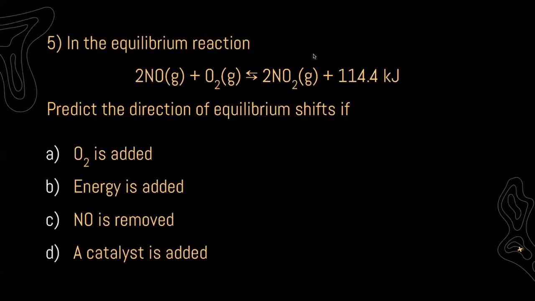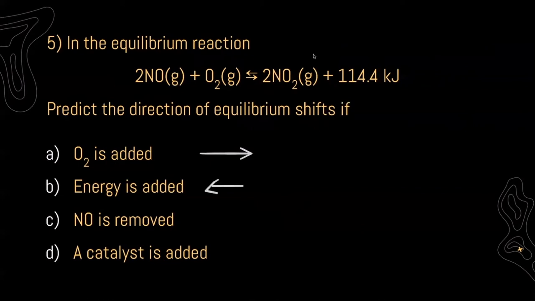5, we're given the following reaction. Let's predict the shifts in equilibrium. If we add oxygen, we are increasing our number of reactants, sending our reaction to the right. If we add energy, we are increasing our products. If we increase our products, we're going to be sending our reaction to the left.